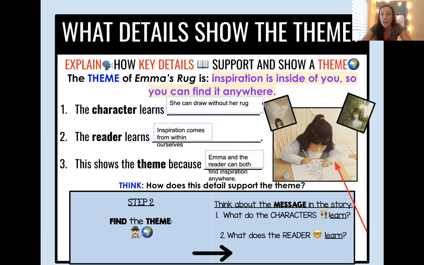So we finished our step 1, which was retelling the conflict and resolution. And we finished our step 2, which was finding the message or what the characters and the readers learned. And we talked about how both of those steps help us think about the theme. For our last step, we're going to practice using our think marks to support the theme even more.